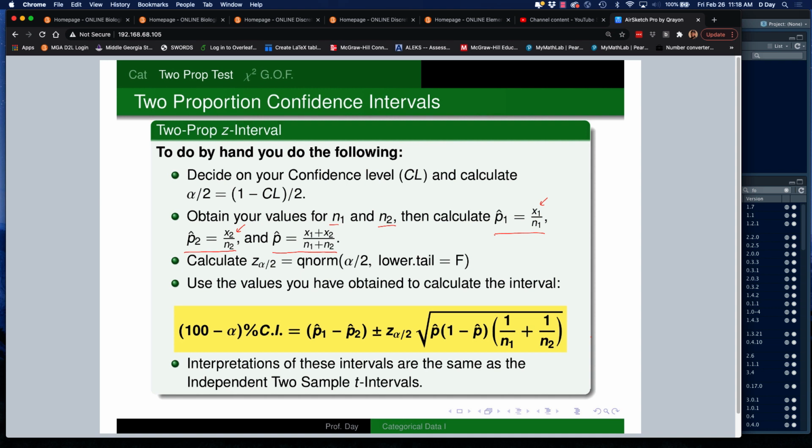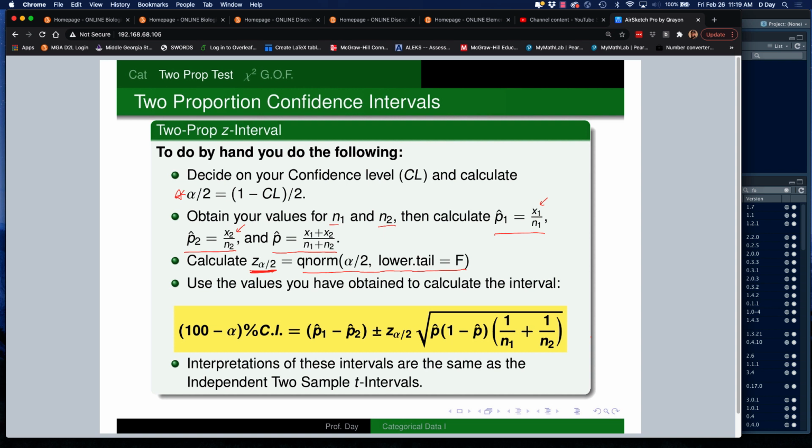We also need to calculate our critical value. Remember, that's what we call z sub alpha over 2 when we do a z distribution or a normal distribution, and we can find that by doing qnorm of alpha divided by 2, comma, lower.tail equals FALSE. So it's pretty simple. Once we know what our confidence level is, our alpha over 2 is just this value right here. It's 1 minus the confidence level, divided by 2.